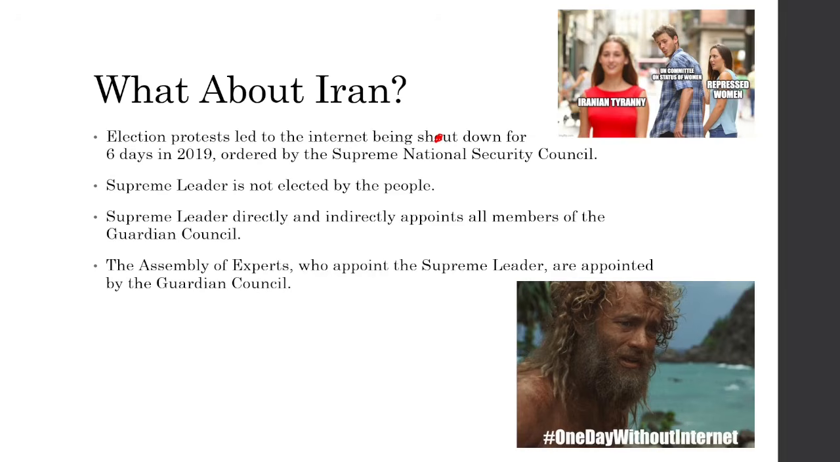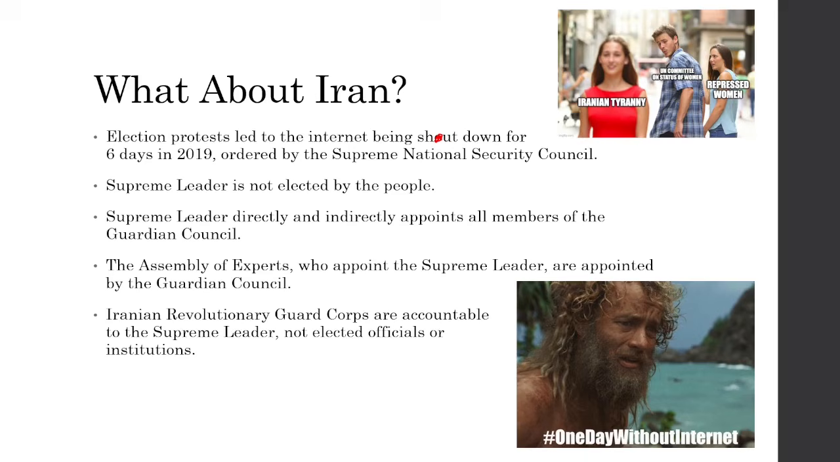The Assembly of Experts are the actual body that appoints the supreme leader, and they're appointed by this Guardian Council. So the supreme leader appoints half the members of the Guardian Council, who then appoint the supreme leader. Very interesting. The Iranian Revolutionary Guard Corps, which is a military organization, is accountable to the supreme leader. They're not accountable to any elected officials or institution.